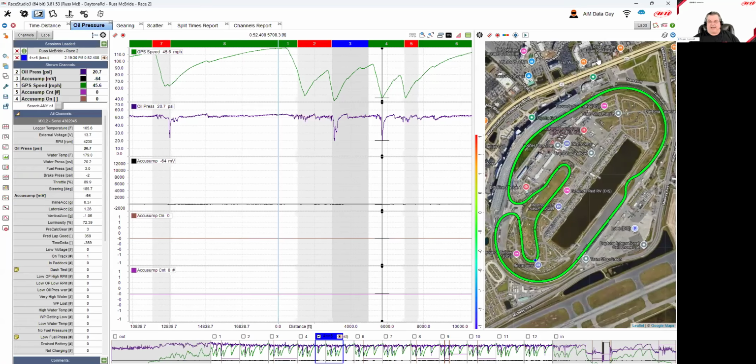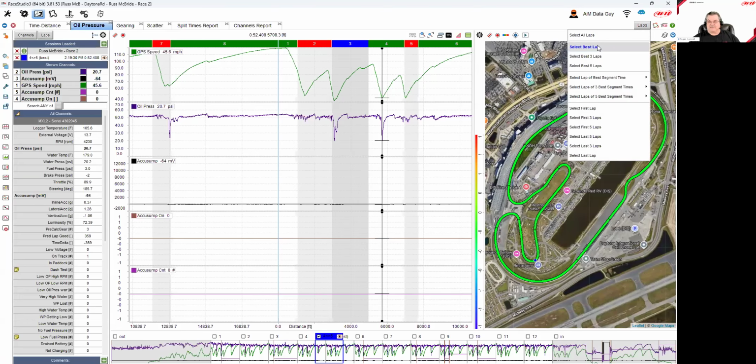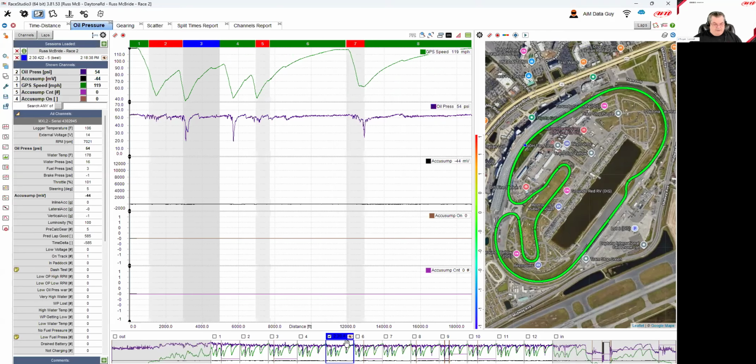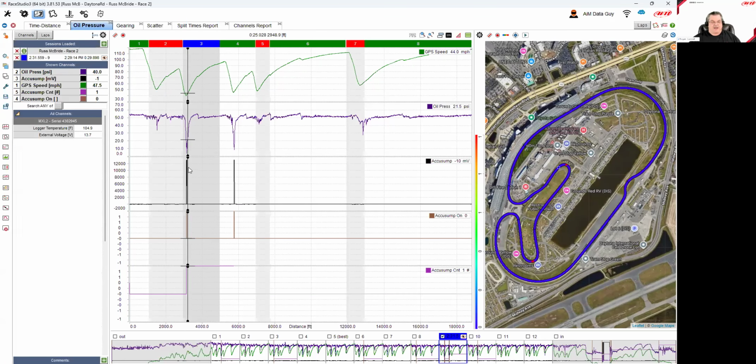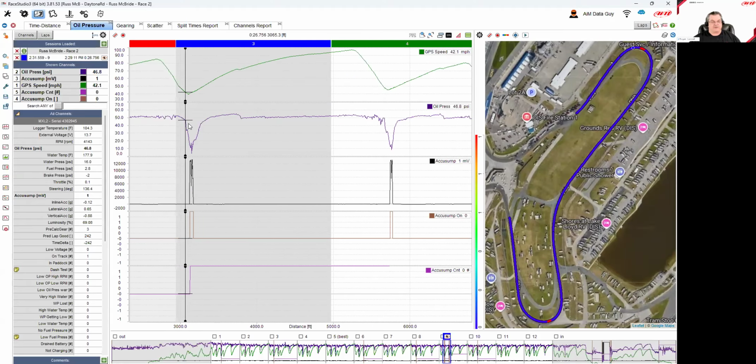If we pick a different lap, I think there was one there that I think this one had two hits, if I remember right. Nope, that one didn't. There's the one. Lap 9 still got it twice, but boy, it was much shorter. It came down and went right back up. But it did get two hits of the AccuSump on that particular one.